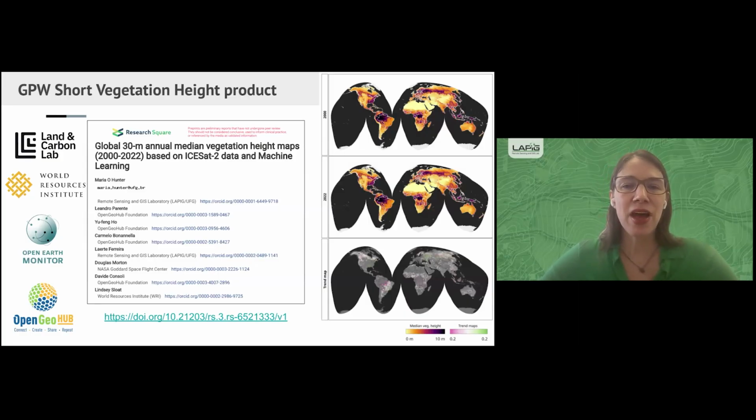Okay, so these are some of the filters that were used in order to produce the data set that would then go into the global short vegetation height product that LAPIG, together with OpenGeoHub, together with other researchers from varying institutions, produced as part of this Global Pasture Watch consortium. Leandro, go ahead.